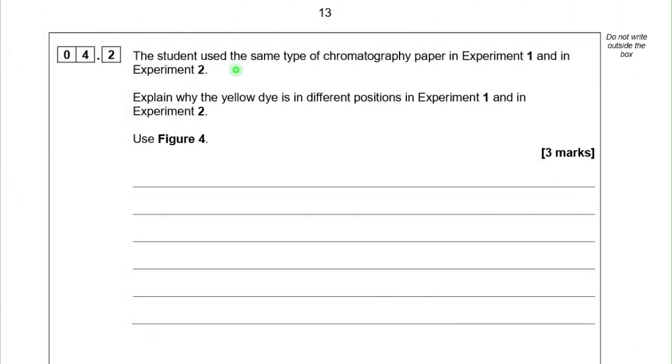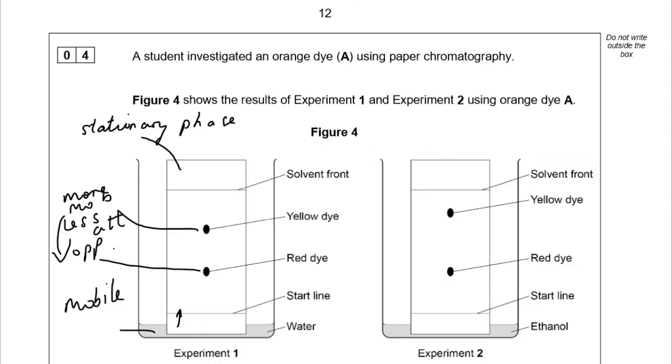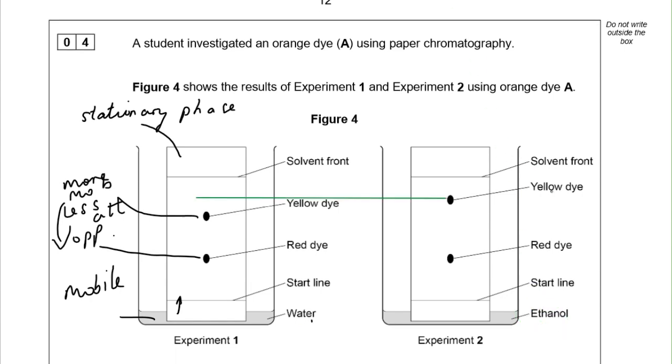The student used the same type of chromatography paper in experiment 1 and 2. Explain why the yellow dye is in different positions in experiment 1 and experiment 2. Use figure 4, and this is for 3 marks. So this has got to be about the solvent. The only difference between the 2 experiments is the solvent. Experiment 1 has water, 2 has ethanol. Notice the yellow dye in experiment 2 travels further than the yellow dye in 1.